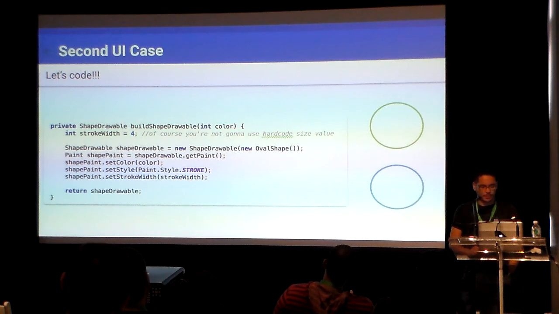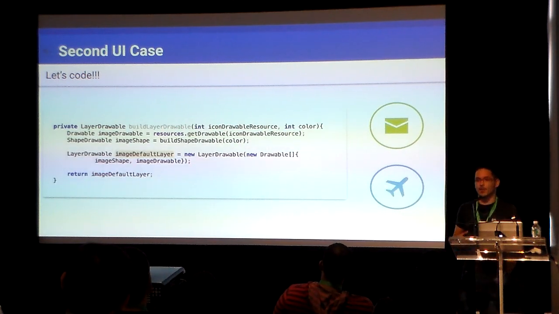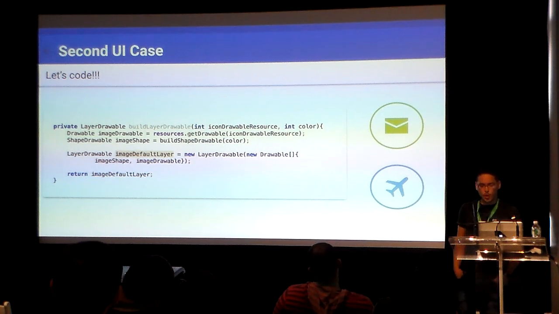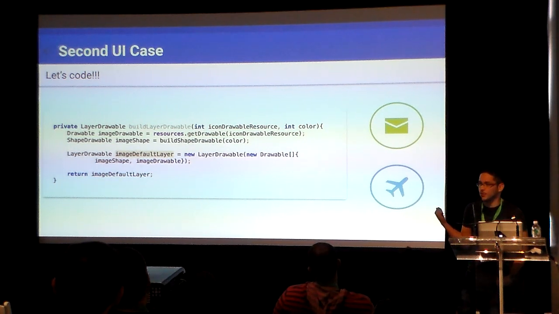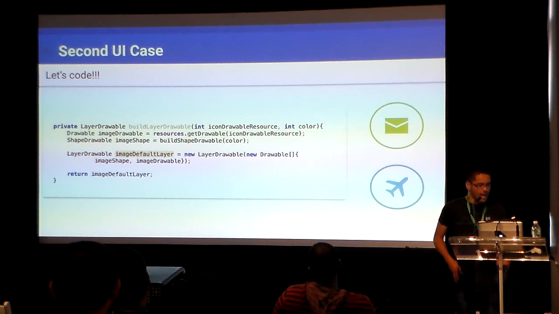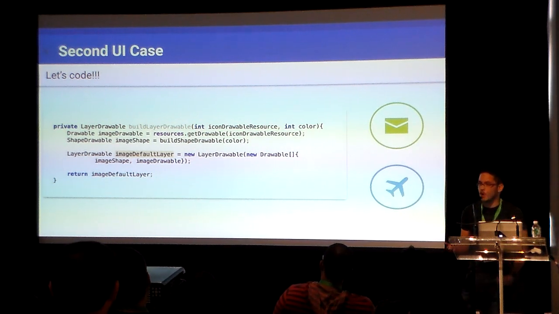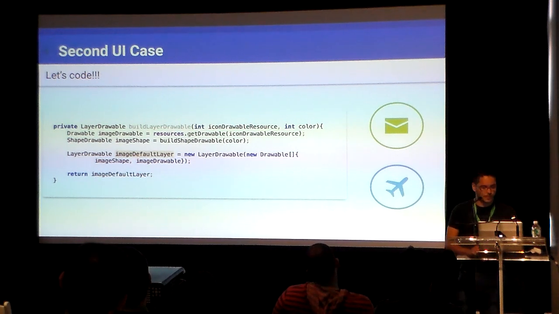That's the first step. So the second step, we're going to have our layer drawable. That's the one that has the items in the order to put one on top of the other. So here, we're going to load our icon from the resources folder, from our Drawables folder, and then we're going to get our shape drawable, calling the method that we just created, that we call build shape drawable, and we're going to pass the color we want. After that, we're going to create our layer drawable, and we're going to pass our shape drawable and the image that we want to be there.